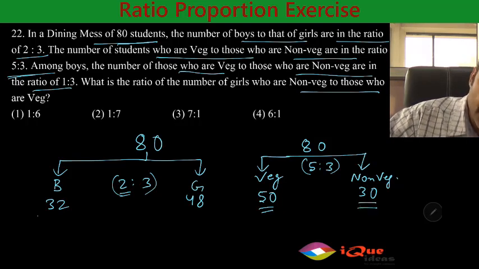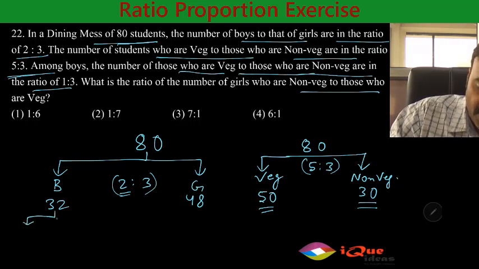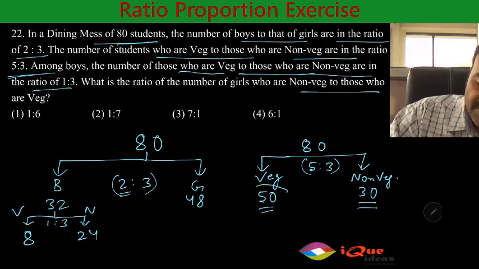Now the next part. Among boys, the number of those who are veg to those who are non-veg is in the ratio 1:3. So from here, boys, veg to non-veg, V to N, that is 1:3. Now 1 plus 3 is 4. 4 divides 32 8 times. So 8 ones are 8 and 8 threes are 24. So out of total veg 50, 8 are vegetarian boys.